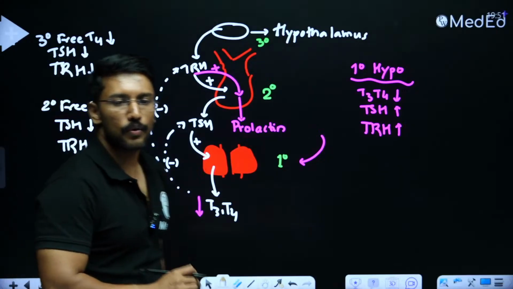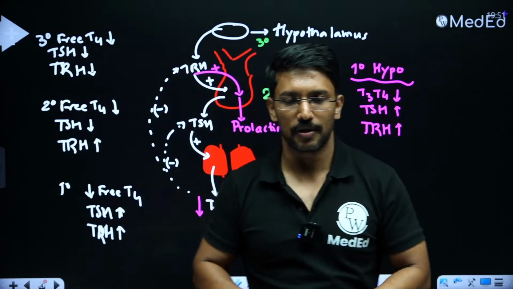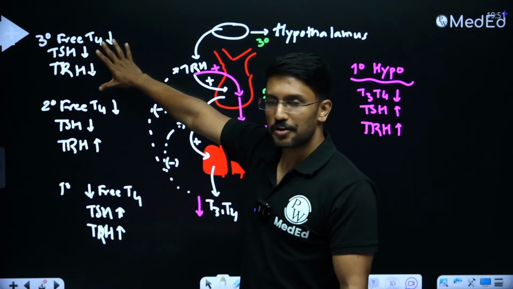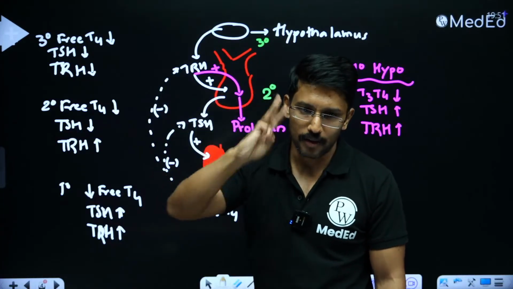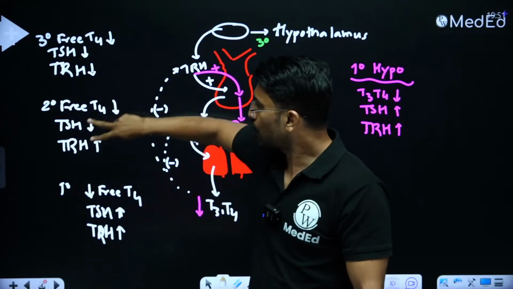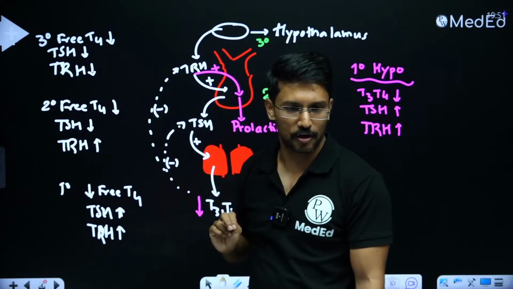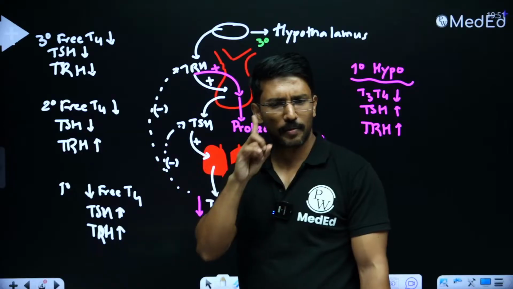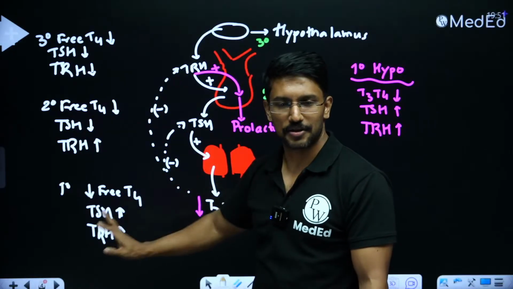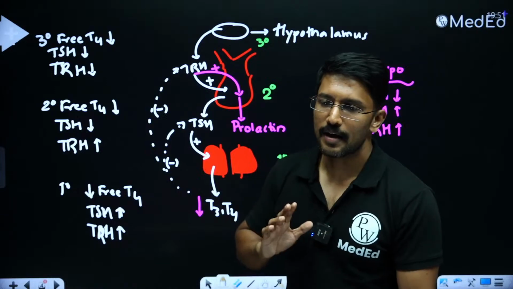The easiest way to remember primary, secondary and tertiary is how many of these parameters are decreased. In tertiary, that means 3, all three are decreased. Secondary means 2, so two parameters are decreased, free T4 and TSH. And in primary, only one is decreased, which is T3, T4. The TSH and TRH are increased. So that way you can remember it.